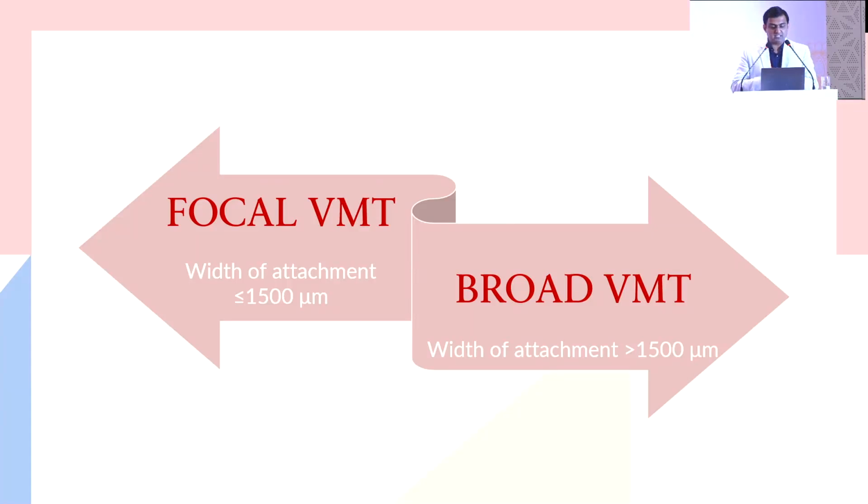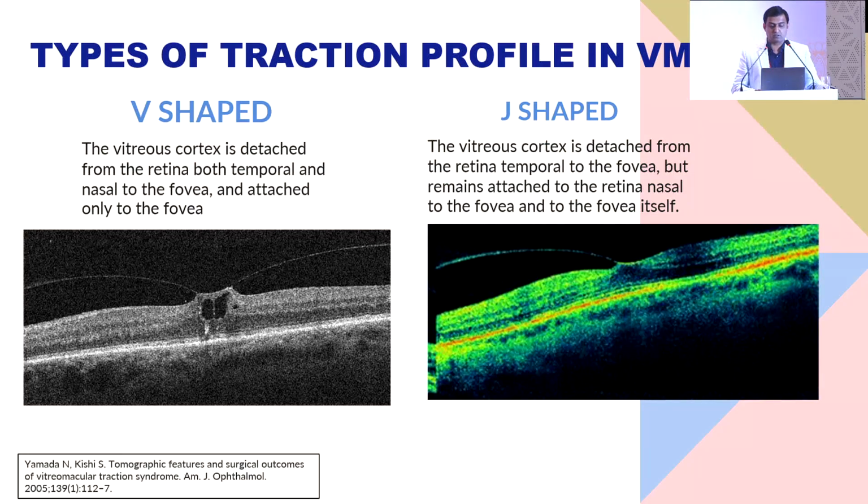So VMT is classified in a similar way as VMA. It is focal if less than 1500, broad if it is more than 1500. Now, what are the different types of tractions or profiles in VMT? They have been described as V-shaped and J-shaped.